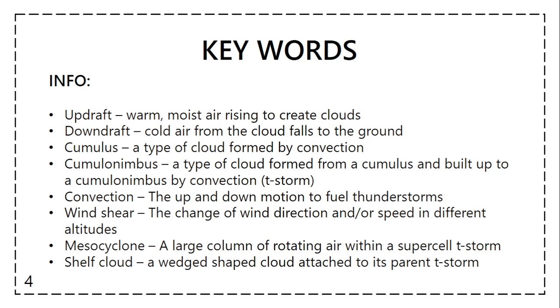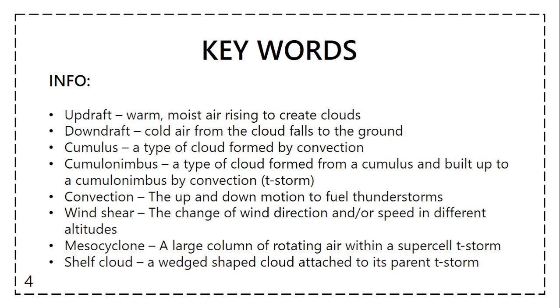So the keywords: updraft means warm moist air to create clouds. What that basically means is warm air from the ground rising up. Downdraft, the opposite: cold air descending from the cloud towards the ground. Cumulus, you could have watched my cloud tutorial series, and some of you may already know this, but again, it's a cloud type formed by convection. Typically these clouds won't really be that destructive. Typical cumulus clouds are what you see on really nice days.